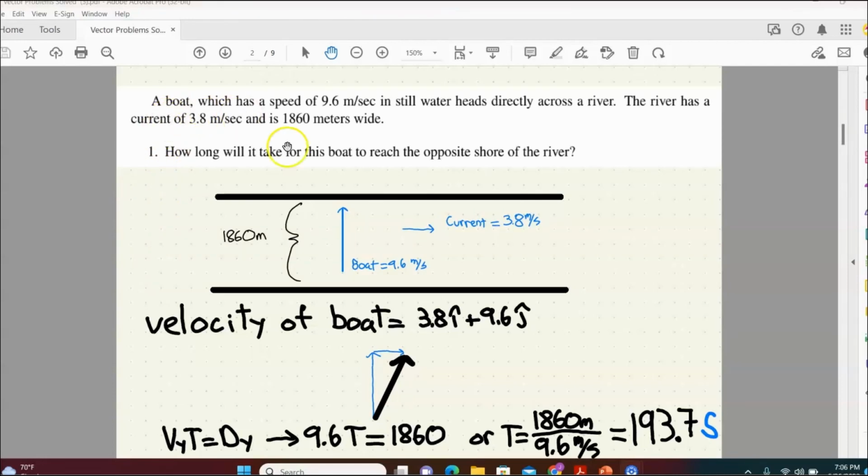A boat which has a speed of 9.6 meters per second in still water heads directly across a river. The river has a current of 3.8 meters per second and is 1,860 meters wide. Part 1. How long will it take the boat to reach the opposite side of the river?